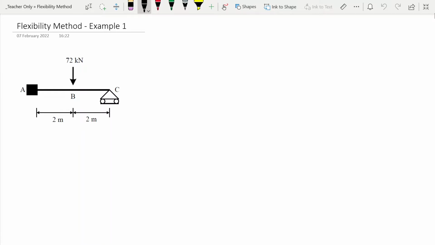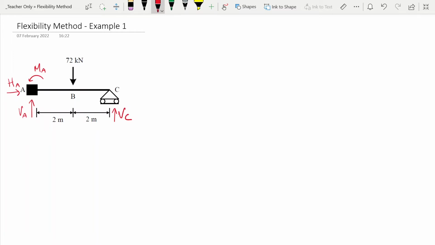The first thing we need to understand here is that we have 4 different reactions. In this case, we have the vertical reaction at A, horizontal at A, also a moment at A, and then we have a vertical reaction at C that we're going to call VC. Flexibility method is a method to solve indeterminate structures. This is an indeterminate structure to 1 degree.